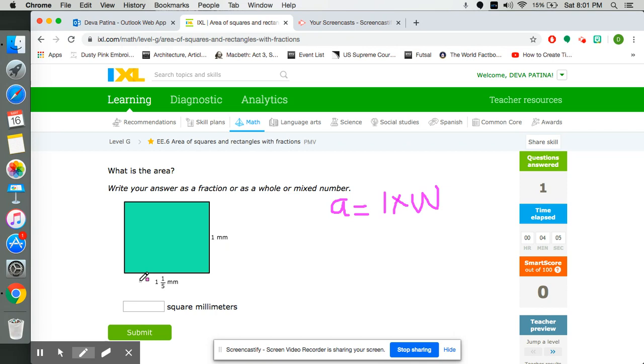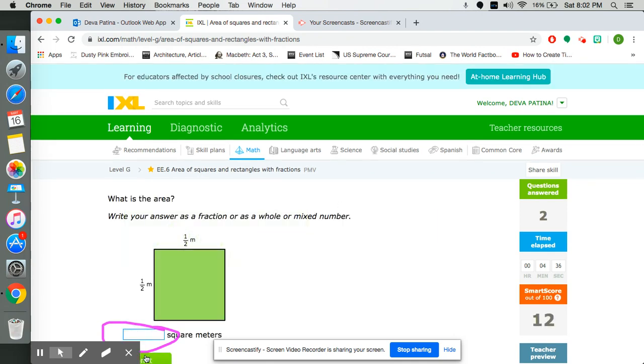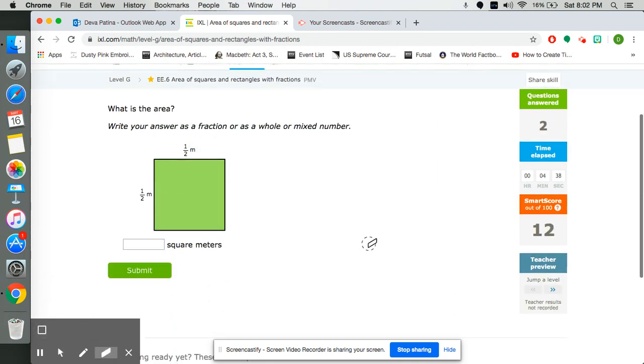So in this case, I have a rectangle that is 1 1/5 millimeters wide and then 1 millimeter tall. So I'm going to multiply these two side lengths together to find out my answer. So let's start by doing 1 1/5 times 1. And this one is pretty easy because anything times itself is just itself. So my answer to 1 1/5 times 1 is just 1 1/5.